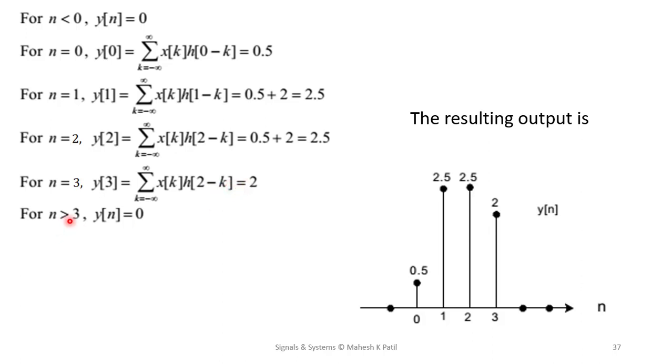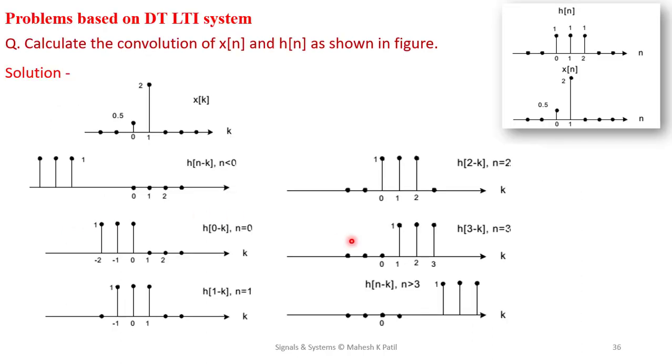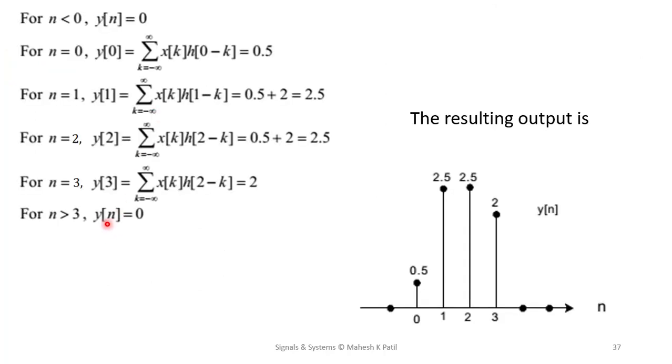And for n greater than 3, we can observe here that this is h of n minus k and this is x of k. So you will not observe any overlapping between these two signals. So for n greater than 3, y of n is equal to 0.